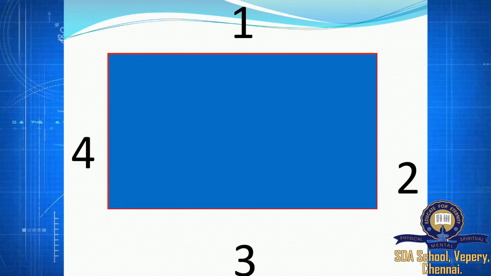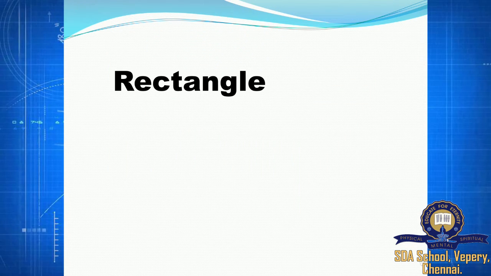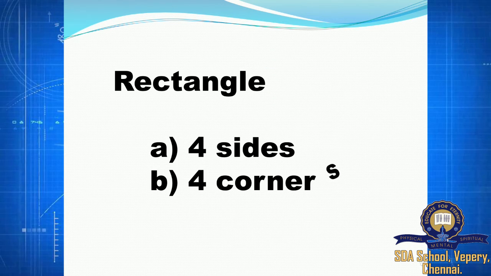It is not like a square, it is different. Opposite sides are equal in length. Like 1 and 3 will be equal in length and 2 and 4 will be equal in length. We understood this one? Now, once again we'll see the features, okay? A rectangle has 4 sides and 4 corners.